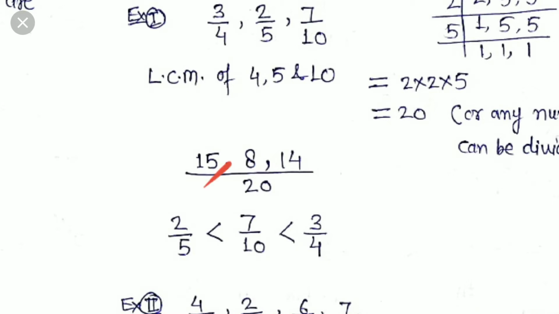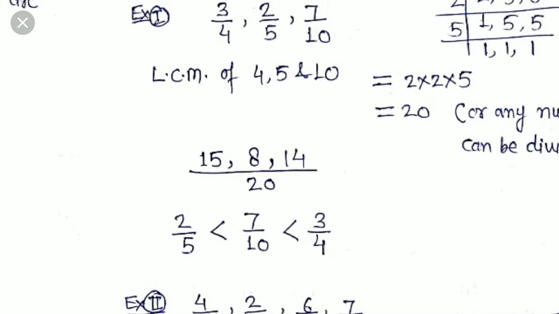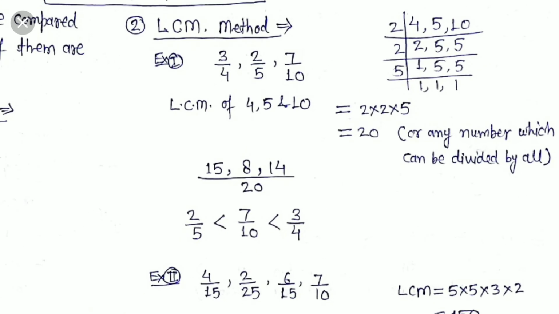And this is 15, the largest, that is 3 by 4. 14 in the middle, that is 7 by 10. So arrange the fractions accordingly in ascending order. The smallest one, that is 2 by 5, first, then 7 by 10, and then 3 by 4. So 7 by 10 is greater than 2 by 5 and 3 by 4 is greater than 7 by 10. So this is the ascending order of the fractions.